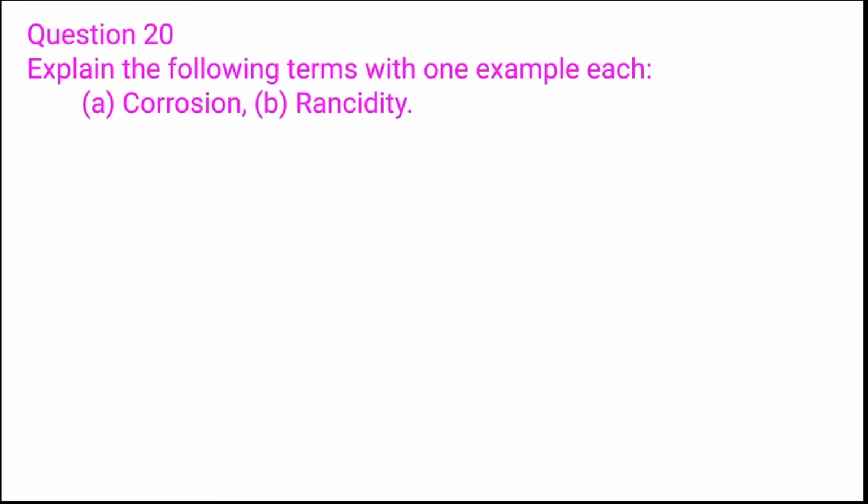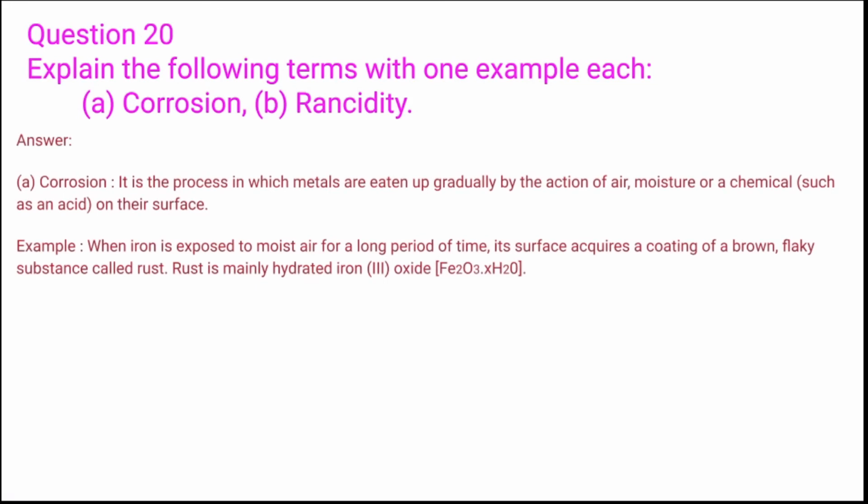Question number 20. Explain the following terms with one example each: corrosion and rancidity. Answer is corrosion. It is the process in which metals are eaten up gradually by the action of air, moisture, or a chemical substance like an acid on their surface. For example, when iron is exposed to moisture for a long period of time, its surface acquires a coating of brown, flaky substance called rust.